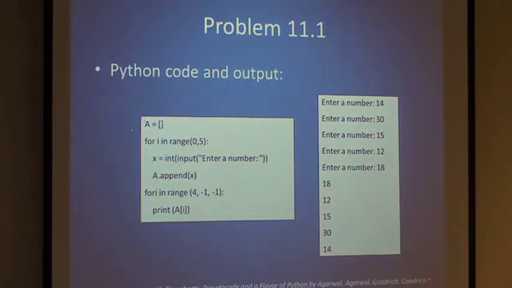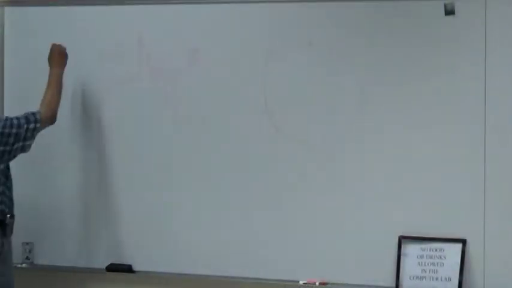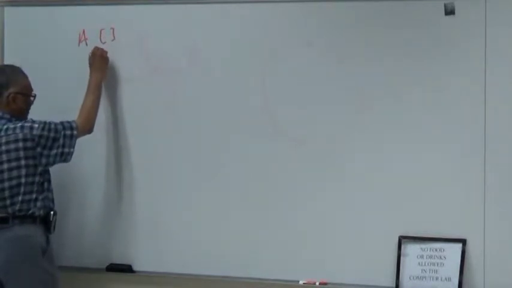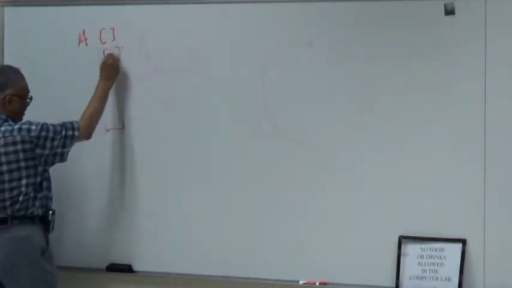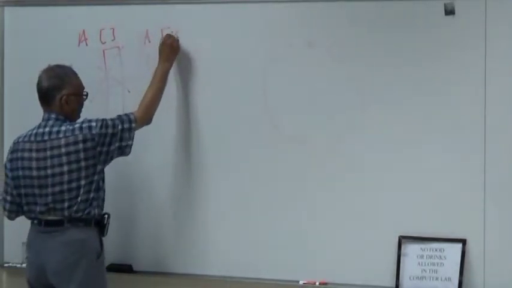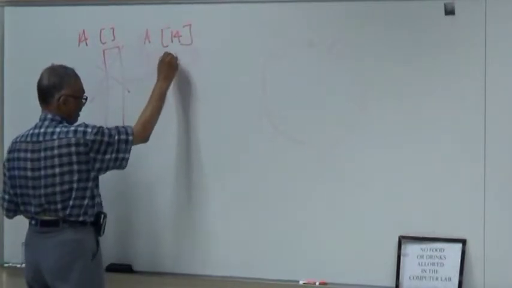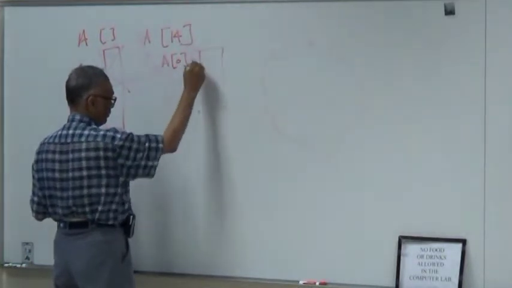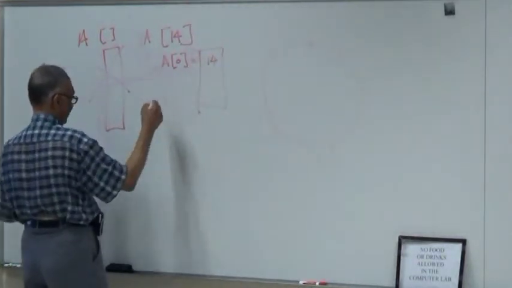Now, coming to the code. Python code is very simple. A equals square brackets means you're initializing a list to nothing, a 0 length list. Does that make sense? Right now, the list A is that, in other words, if I try and draw a diagram, there's nothing there. This doesn't exist. When A becomes 14, just one entry, then we have A sub 0 equal to 14. That's it. We don't have any A sub 1 yet.